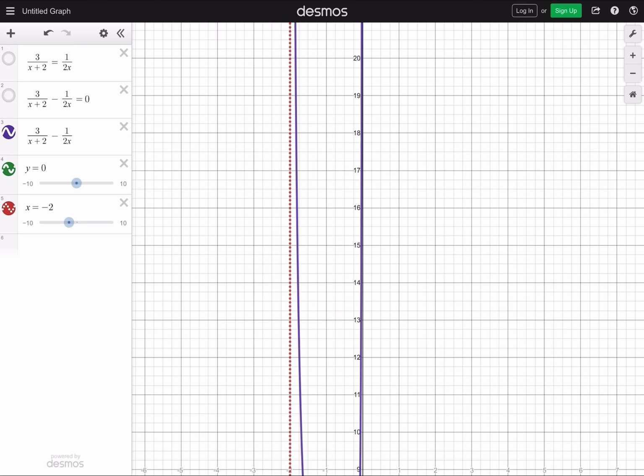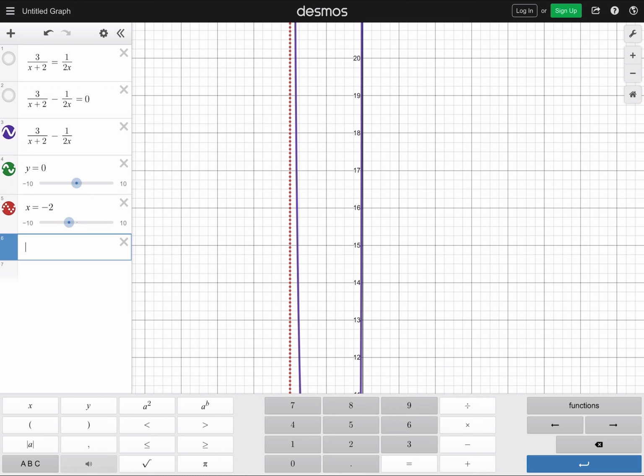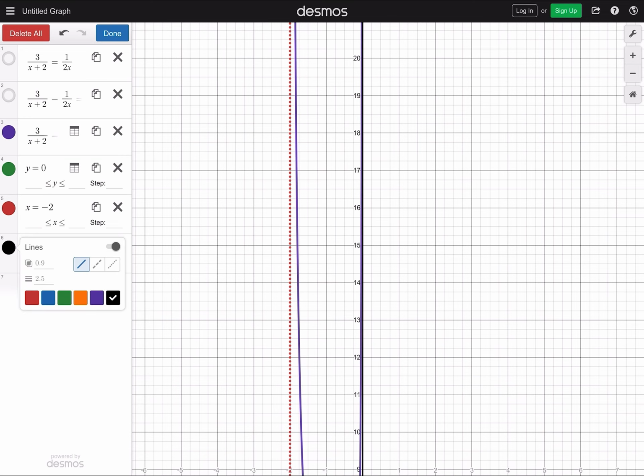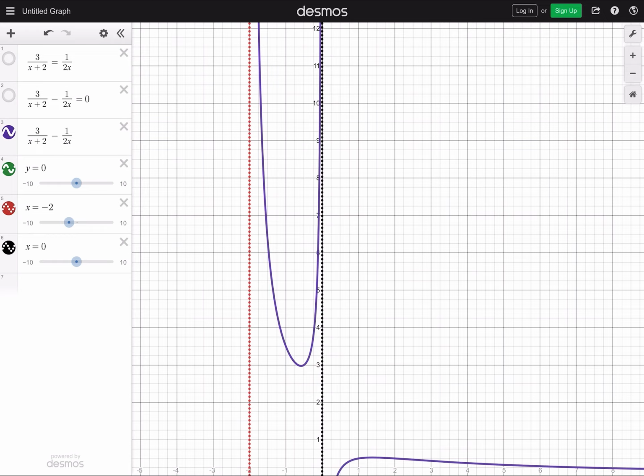So there is one more vertical asymptote. Again, go back to line 1. Do you see on the right-hand side of the equal sign, there is a 1 over 2x? Do we agree that x cannot be equal to 0? Am I right? x cannot be equal to 0, right? So what happens when x equals 0? Of course, I'm going to hit the gear icon and then change that to a dotted line. Do you see that? x equals 0.